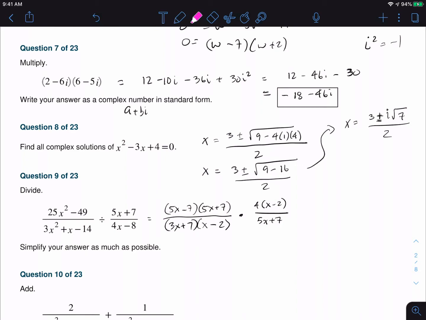Now, this will cancel with this. The x minus 2 and the x minus 2 will cancel, and our answer ends up being 4 times 5x minus 7 over 3x plus 7.